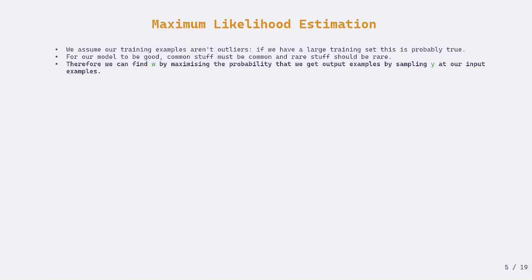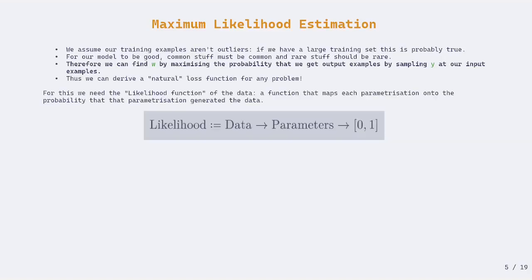We can find W by maximizing the probability that our model generates Y. So if we have a similar normal distribution around XW instead of XW star, and we maximize the probability that our Y is drawn from that, then we can find a really good W. So we can use this idea of maximizing the probability that our parameters generated the training data, and that idea works for any problem, and we can use that to derive a very good natural loss function for whatever situation we end up in.